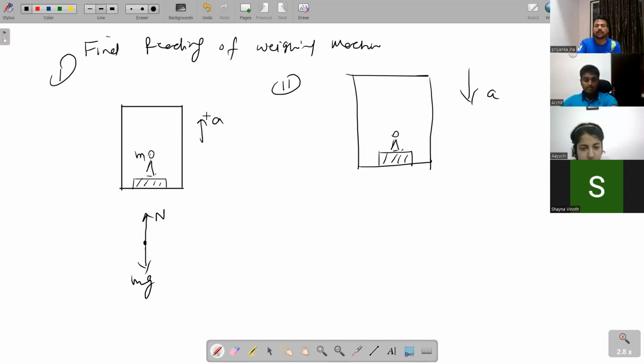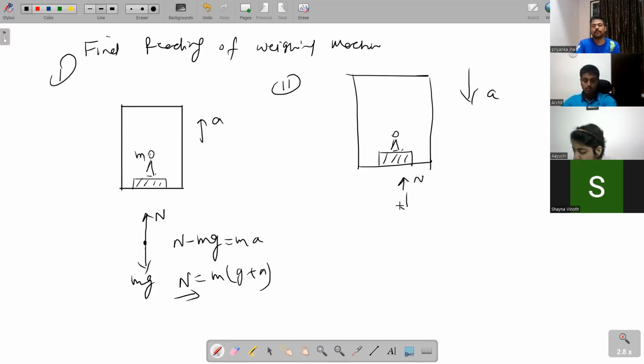You can see that this lift is going up, so this man is also going up. So for N, just apply Newton's second law. N minus mg equal to ma. So N is m times g plus a, meaning effective acceleration. So this is your reading.